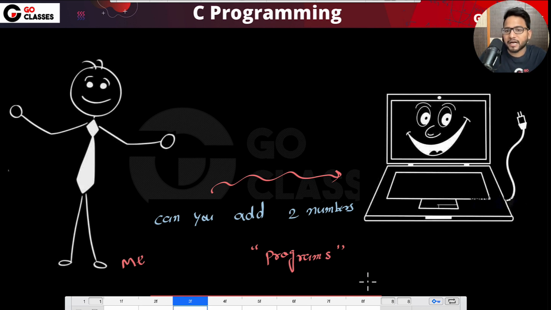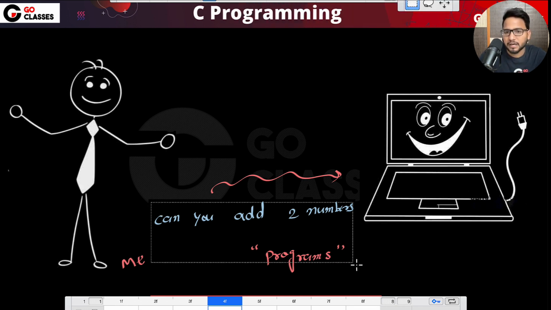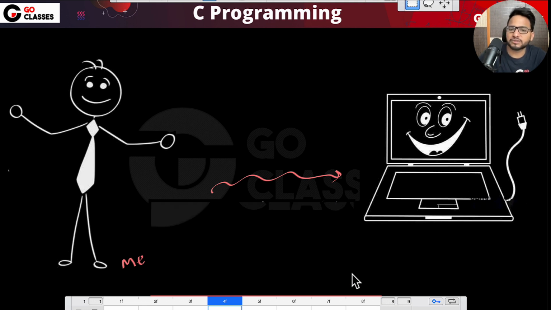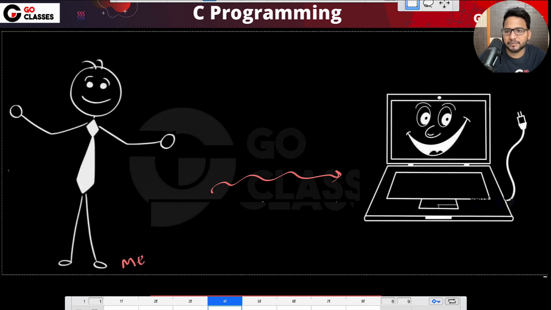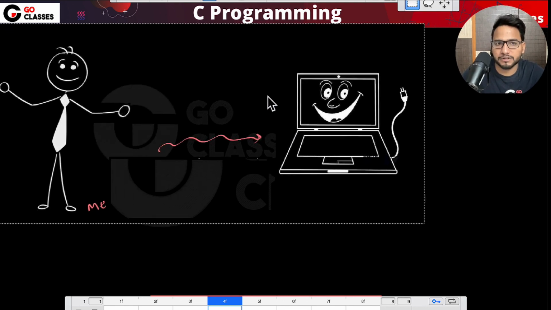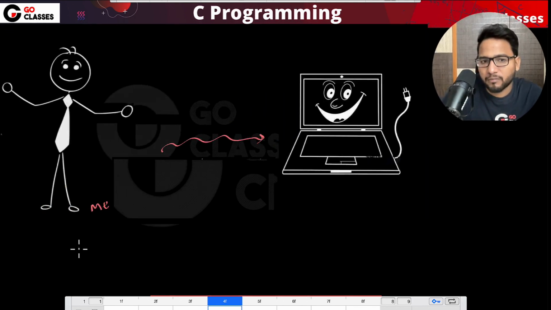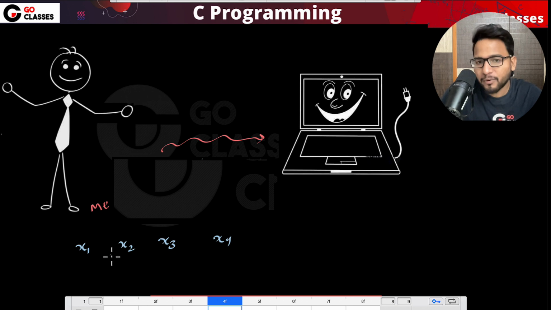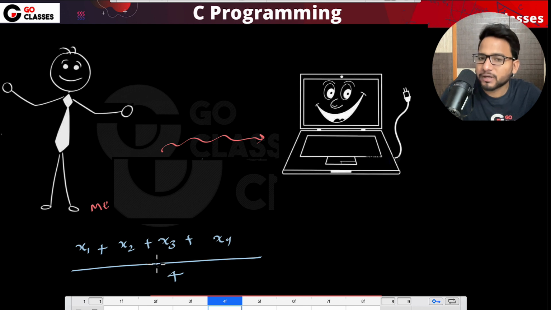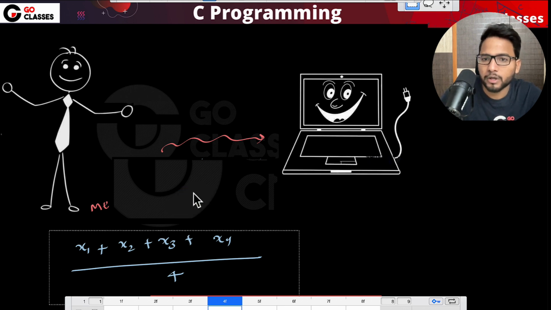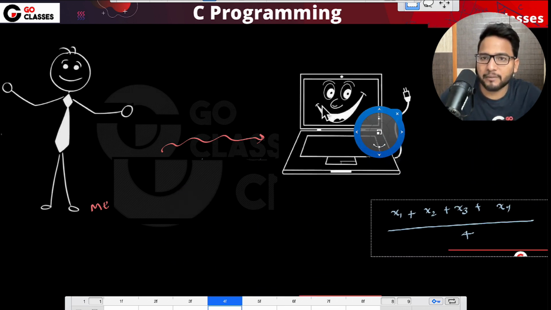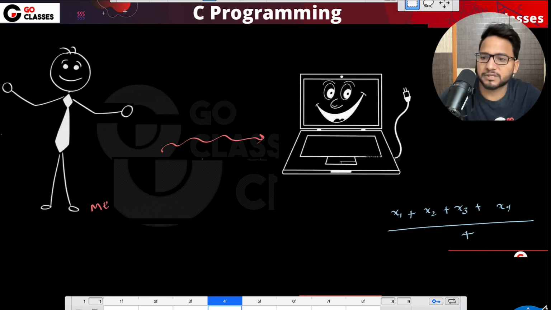So just imagine that I want to perform some task. Let me take a simple task, maybe adding two numbers or finding the average of a few numbers. Let's suppose I take finding the average of a few numbers. I have a few numbers, let's suppose x1, x2, x3, x4. I want the computer to perform the computation (x1 + x2 + x3 + x4) / 4. So what can I do here? I will tell the computer that what you need to do is add these numbers, I mean, I will tell the procedure, which looks like this.